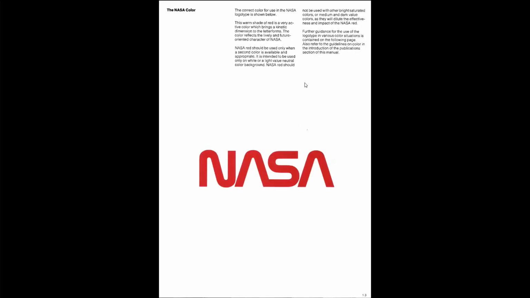So the NASA color. Now this gets really quite fascinating again from a technology point of view. The correct color to use in the NASA logotype is shown below. This warm shade of red is a very active color which brings a kinetic dimension to the letter forms. The color reflects the lively and future-oriented character of NASA. NASA red should only be used when a second color is available and appropriate.